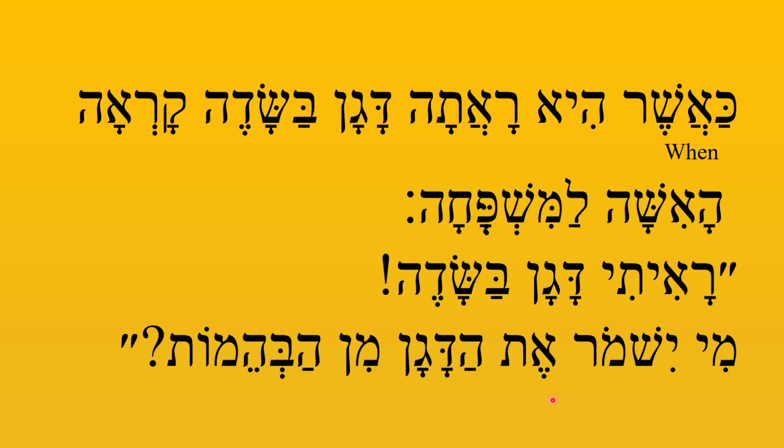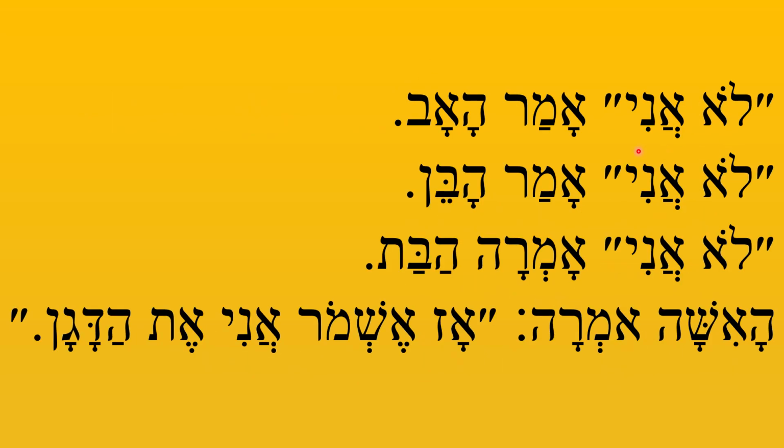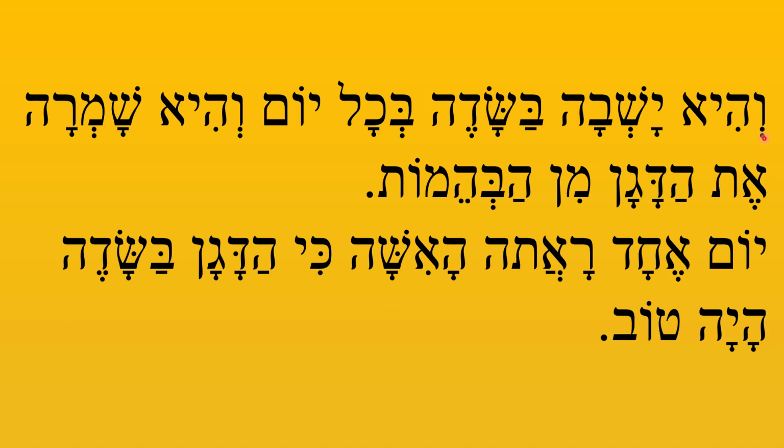מי ישמור את הדגן מן הבהמות? לא אני, אמר האב. לא אני, אמר הבן. לא אני, אמרה הבת. האישה אמרה, אז אשמור אני את הדגן. והיא ישבה בשדה בכל יום, והיא שמרה את הדגן מן הבהמות.